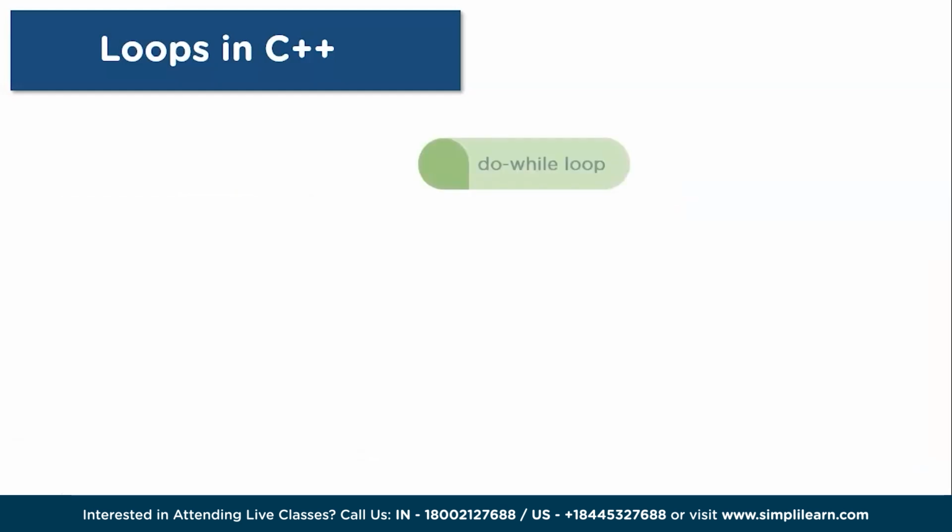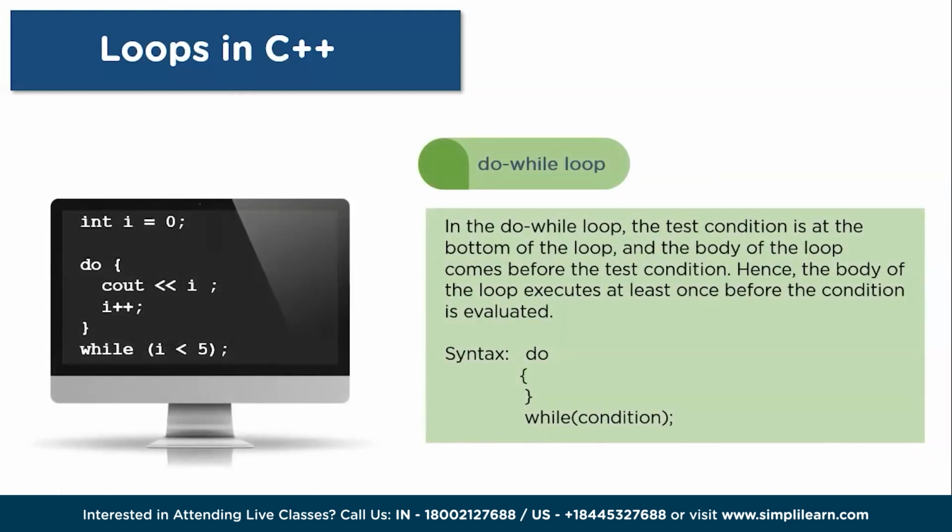Coming to do while loop. In do while loop, the test condition is at the bottom of the loop and the body of the loop comes before the test condition. Hence the body of the loop executes at least once before the condition is even evaluated. This loop is used when we don't have an idea about the number of iterations and the loop must execute at least once.